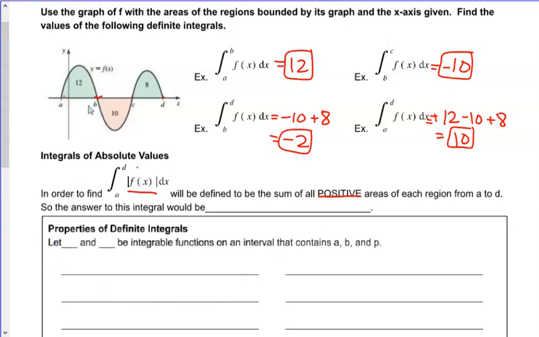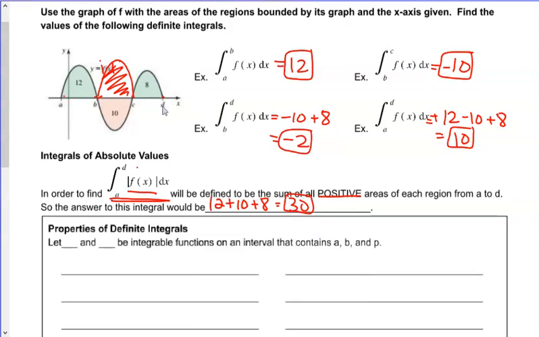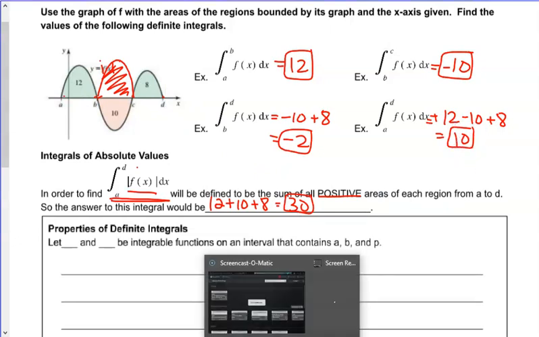So what would that look like? If I do the absolute value of f of x, that means that everything down here in this negative has to be up here. It would just change it positive. So basically, I end up getting that piece that comes up here, and I would have a positive region there now. So the answer to this integral would now be the sum of all the positive regions, which is 12, 10, and 8. Adding all those together would give you an answer of 30. So that is the actual area of this region. This is the net area from a to d of that region.